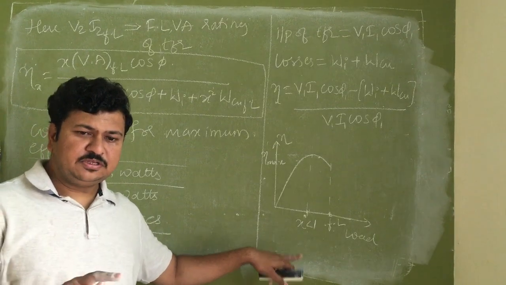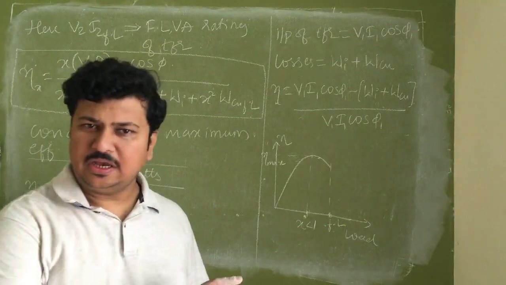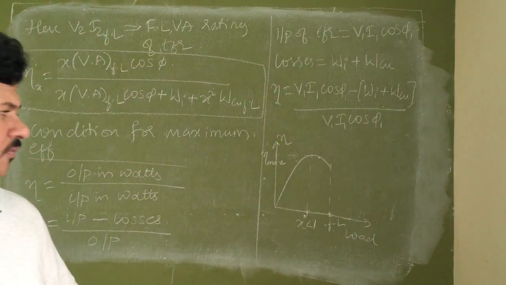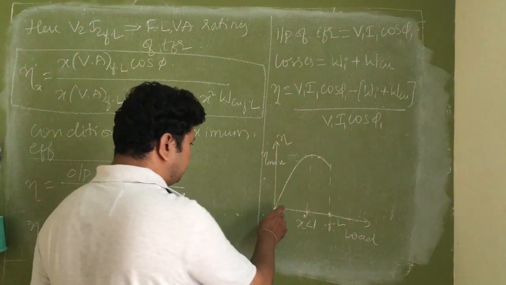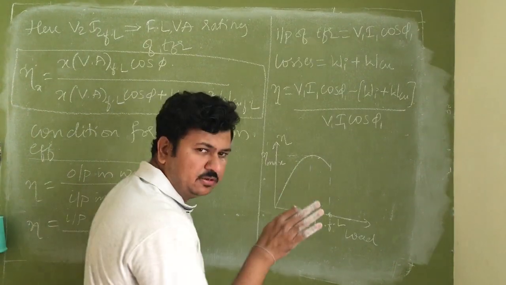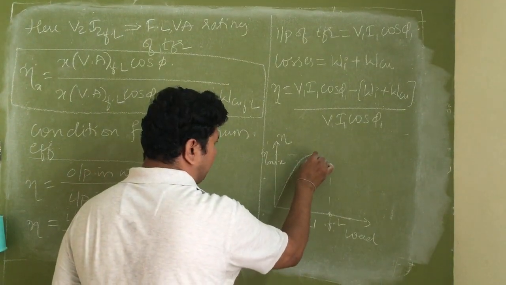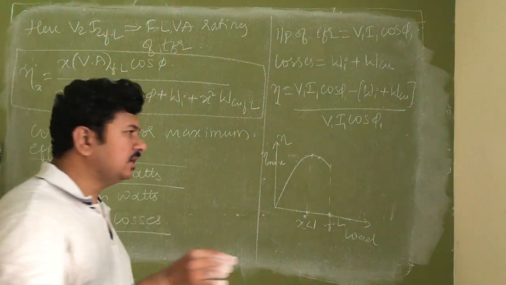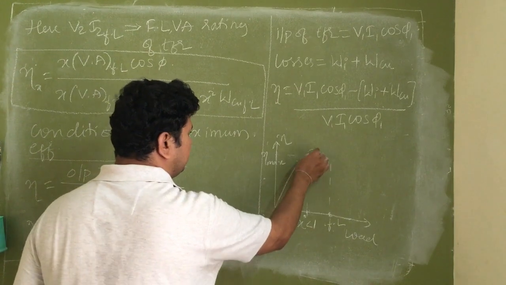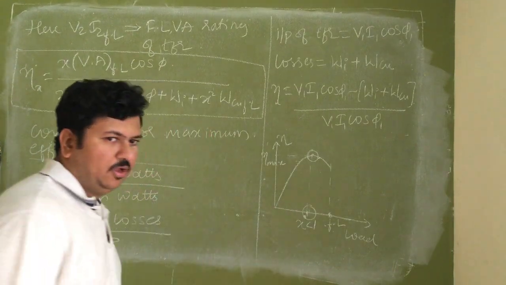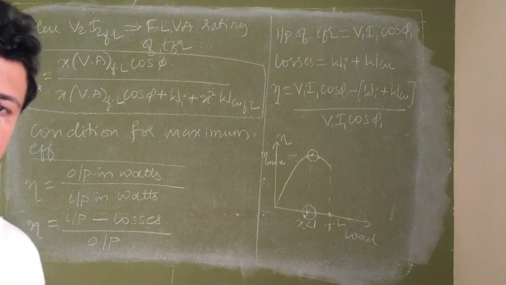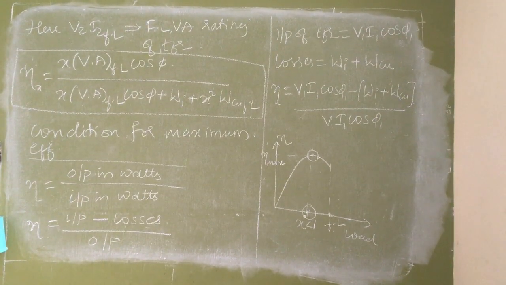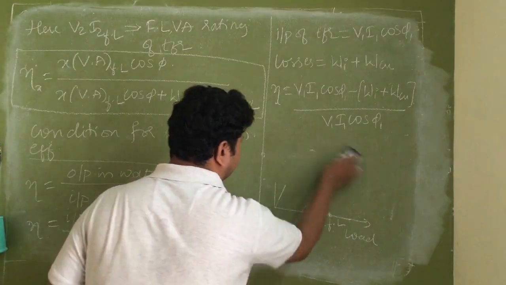If you draw the efficiency curve with respect to load for any machine, it follows this nature, irrespective of the machine. Efficiency rises linearly to some extent, then reaches a maximum, and after the maximum point it decreases. Now I have to find the condition for the transformer at which the efficiency is maximum. So that is the condition for maximum efficiency.